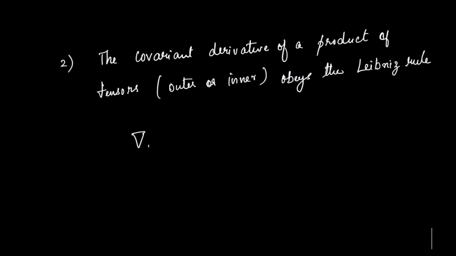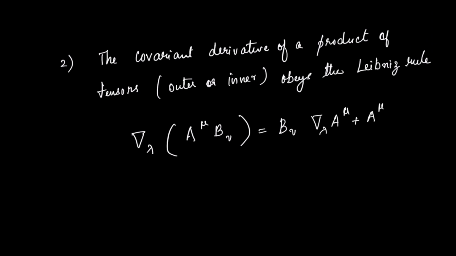The covariant derivative of a product of tensors. Let this be A mu multiplied by B nu. Now this obeys the Leibniz rule. The Leibniz rule is B nu times the covariant derivative of A mu plus A mu times the covariant derivative of B nu. This is very simple, right?